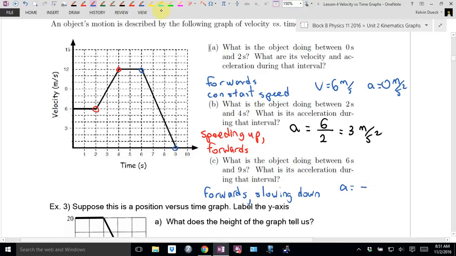12, 0. The rise is 12. Brisa, between 9 seconds and 6 seconds, what's the run? It's a trick question. It's not 2. 3. Negative 4 meters per second squared. Okay. Negative, or you could say slowing down. In other words, every second, this person is losing 4 meters per second of their speed. 4 meters per second per second.